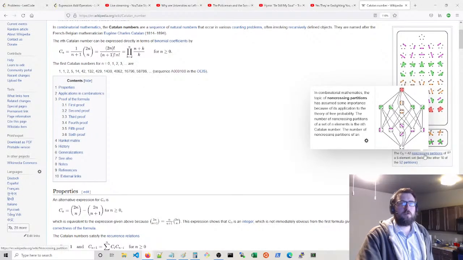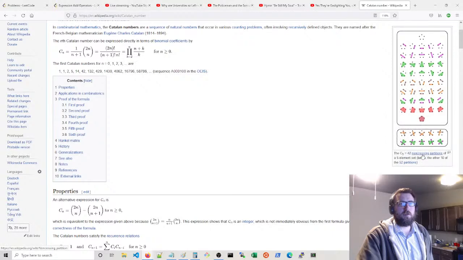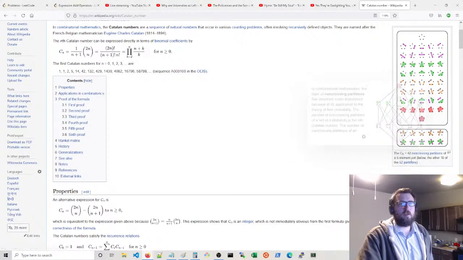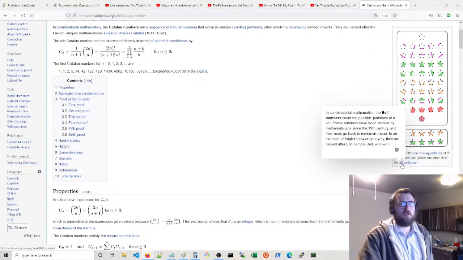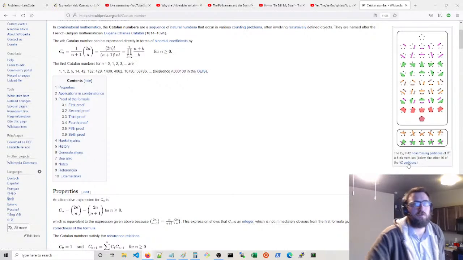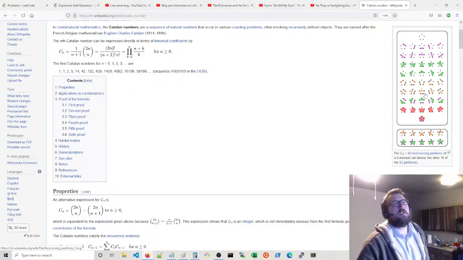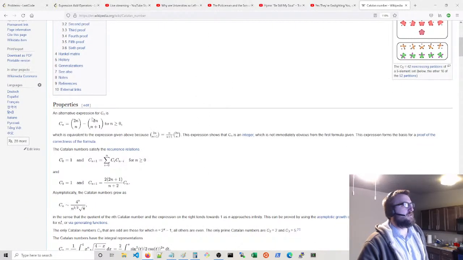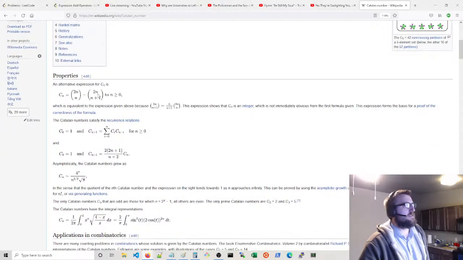42 non-crossing partitions of a 5-element set, below the other 10 of the 52 partitions. So that's what Catalan numbers are related to. Alternative expression looks like this.